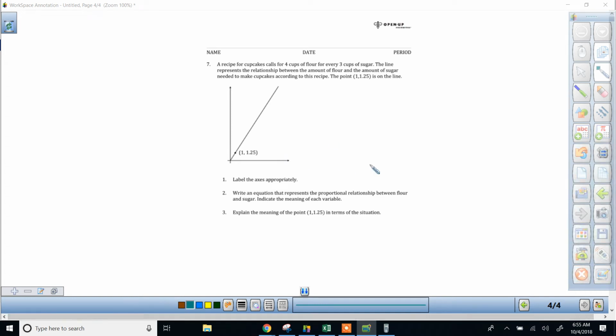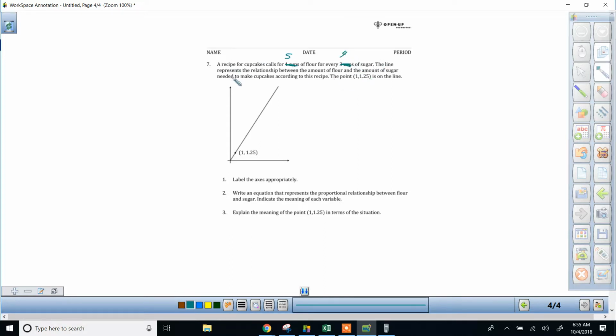We're here at number 7 on your study guide. Last problem, but to start off, the one that I'm looking at actually has a typo, and we're going to try to fix that on Schoology. But this is supposed to be 5 cups of flour, and yes, 4 cups of sugar. And that's going to change some things later.